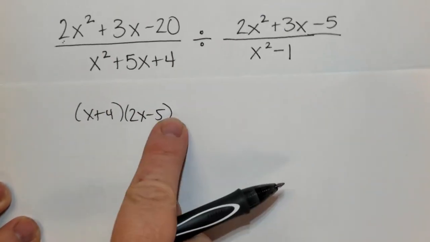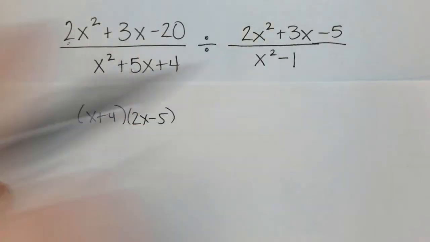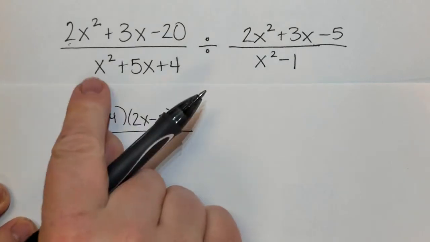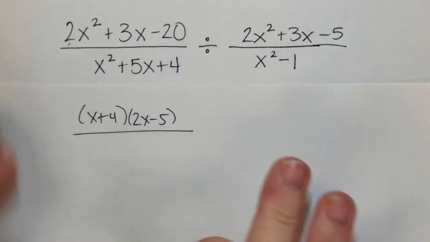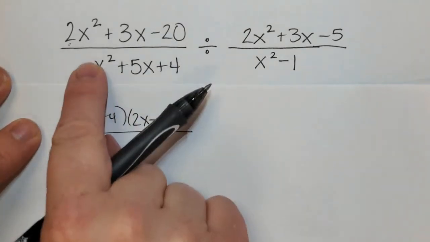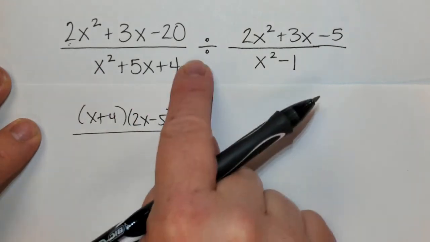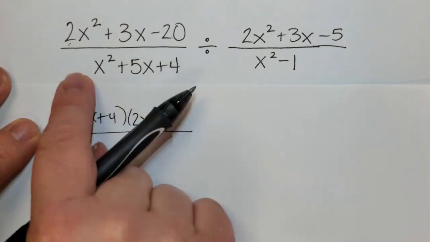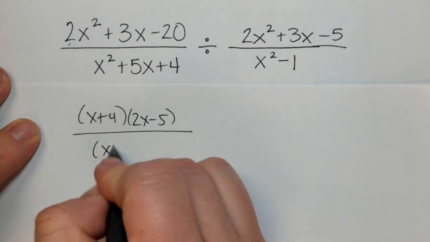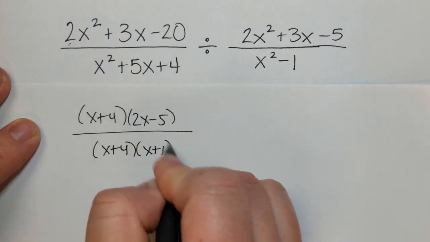If I FOILed this out, I would end up with this expression. This is a little bit easier when we can almost do this one in our head. So 1 times 4 is 4. I'm looking at two numbers that multiply to equal 4 and combine to give us a 5. That'd be x plus 4 and x plus 1.